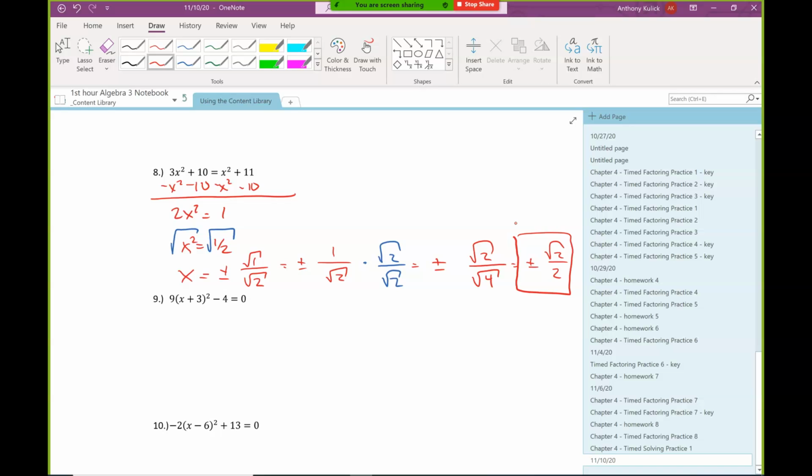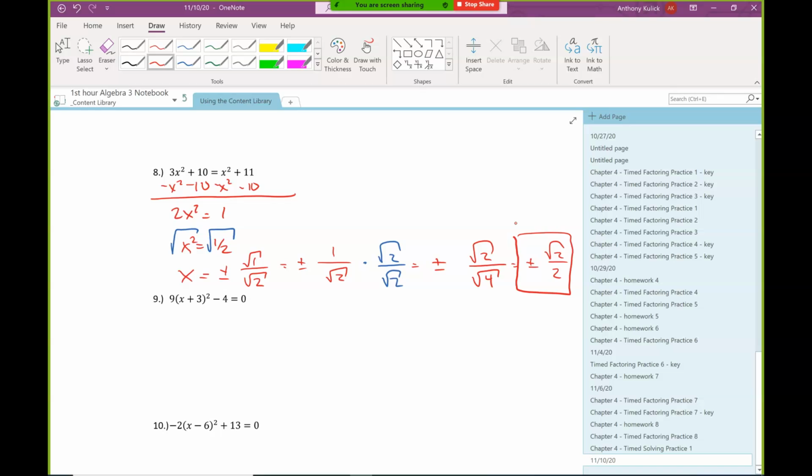Not that plus or minus 1 over the square root of 2 is the wrong answer. It's just not the best version of our answer. In the same way that 2 over 4 is still the same thing as 1/2. It's just not as good of a version of 1/2, right? It's just an unreduced fraction. The same kind of thing here. Does that feel okay, Joe? Yeah, thank you. Yeah, sure.